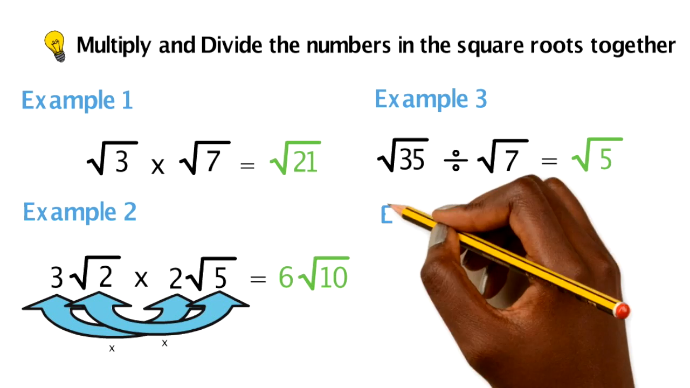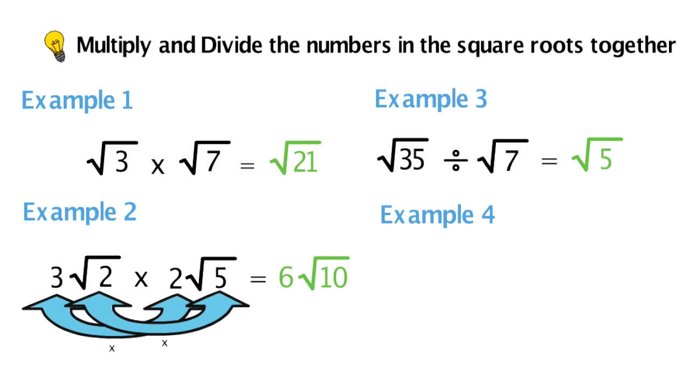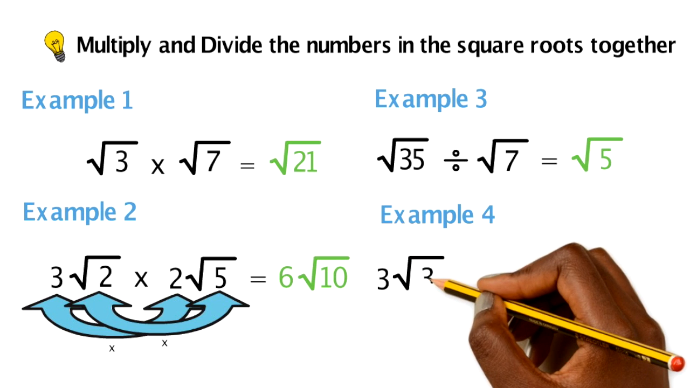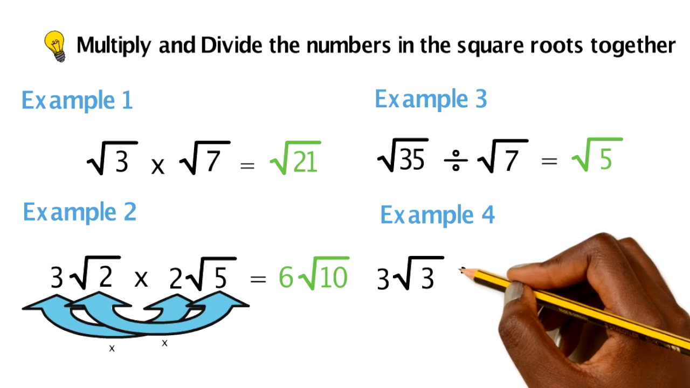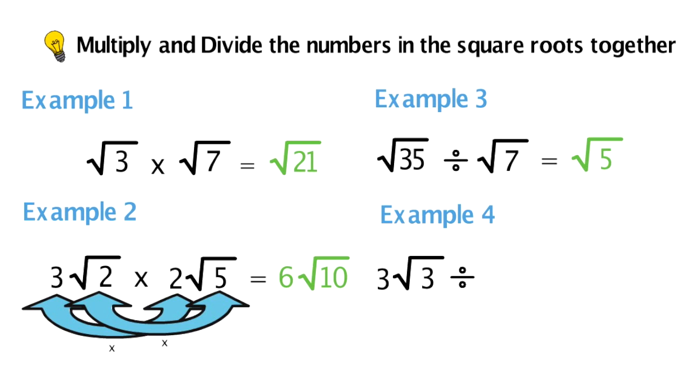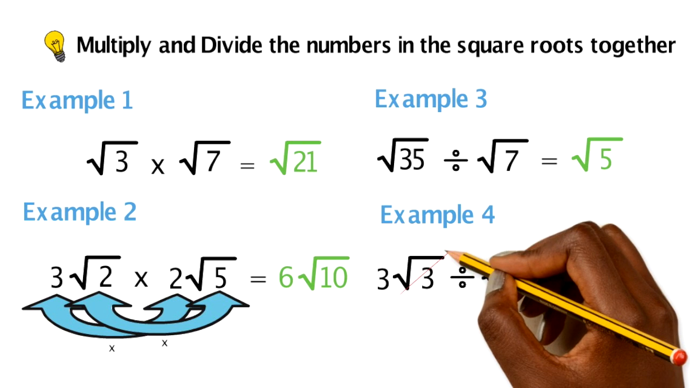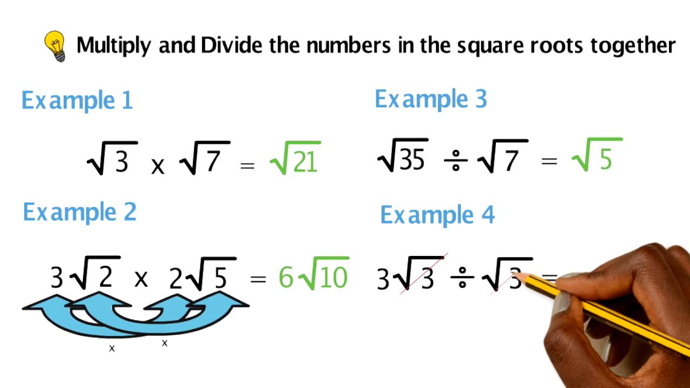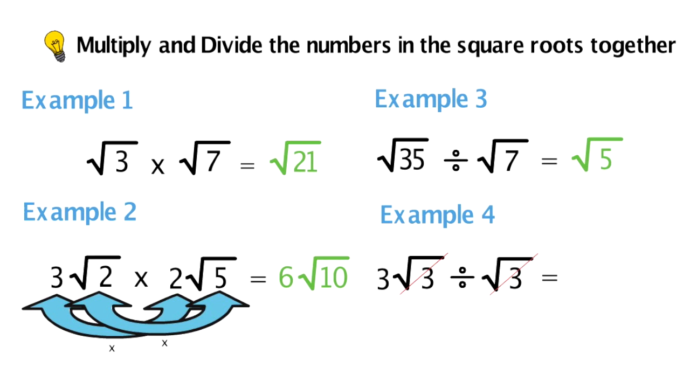And then the last example of division that we're going to look at: again I've given another example with a number outside of a root to show you those examples. If we have 3 root 3 divided by root 3, in this special scenario, we've got a root 3 before the division sign and after the division sign, so they would cancel each other out. Therefore, the answer is just going to be 3.